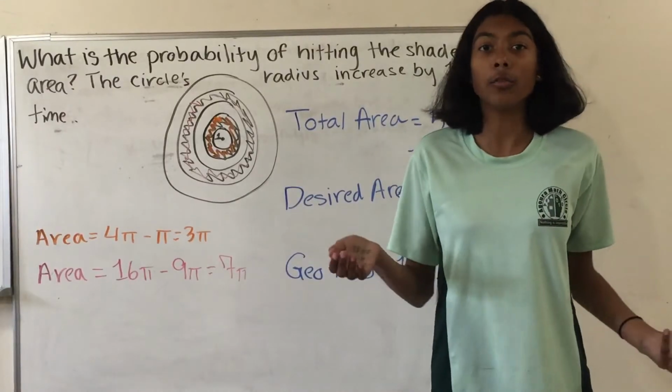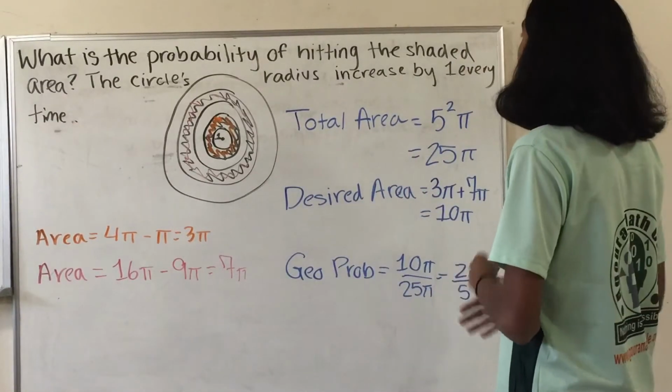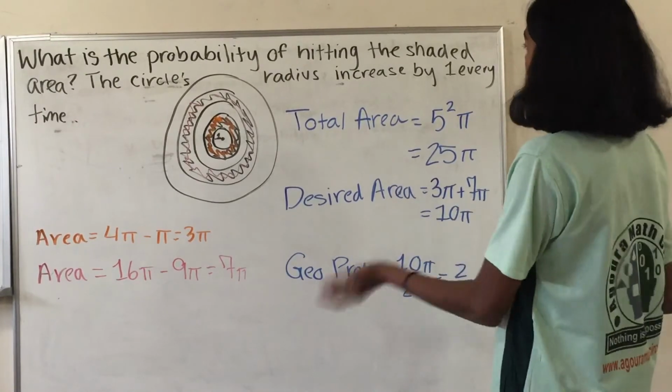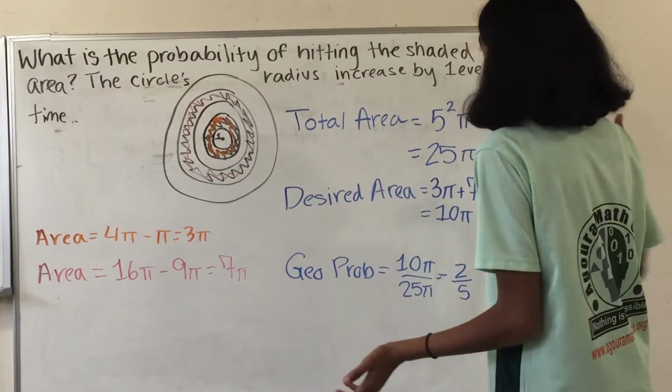So let's start off with our first example. What is the probability of hitting the shaded area? The circle's radius increases by 1 every time.